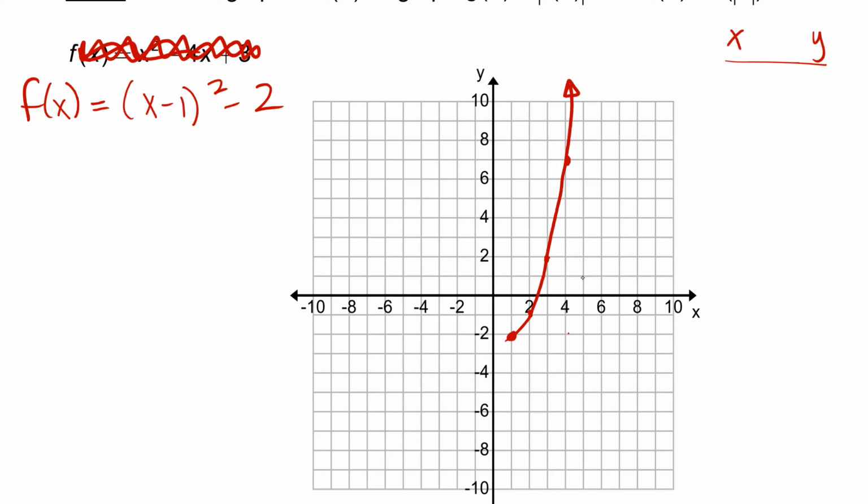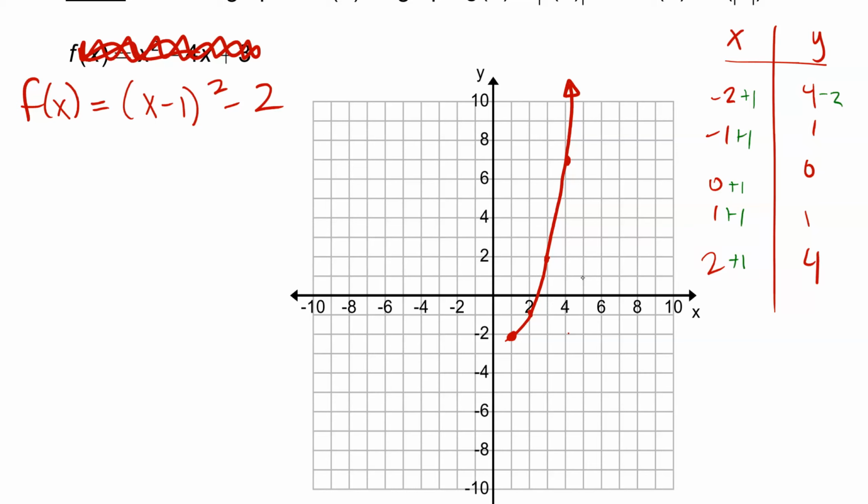So I have x, y. Normally I have negative 2, negative 1, 0, 1, 2, and 4, 1, 0, 1, 4, because those are just the squares. So I'm moving every single x to the right by 1, and then I'm moving them all down by 2. So I have points at negative 1, comma 2; 0, comma negative 1; and negative 2, comma 7. That's better. That's much better.